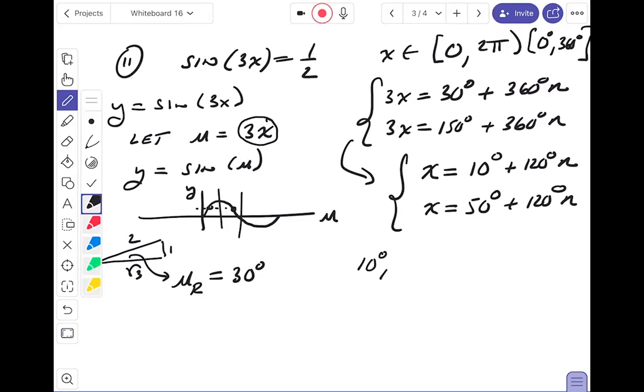Well, I took n to be 0 to get 10 degrees. That would be 130 degrees, right? What's the next one going to be? 2. That's 240 plus 10 is 250 degrees. So I did 0, I did 1, I did 2. If I did 3, I'm out of the ballpark. It's 360 plus 10, which is 370. Let's do the other one. That would be 50 degrees, then 170 degrees. And next one would be 240 plus 50, which is 290 degrees.